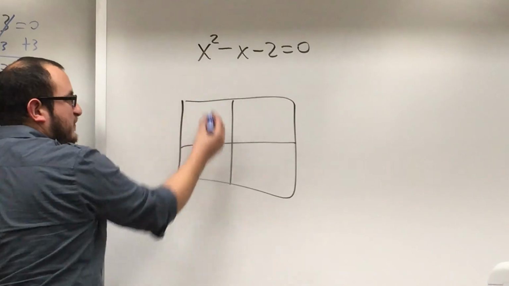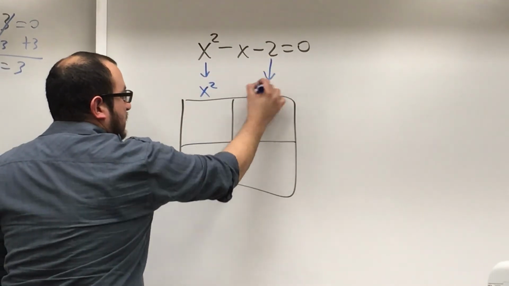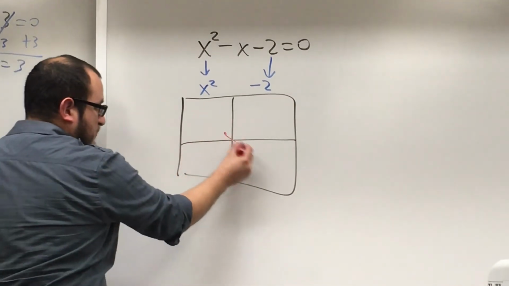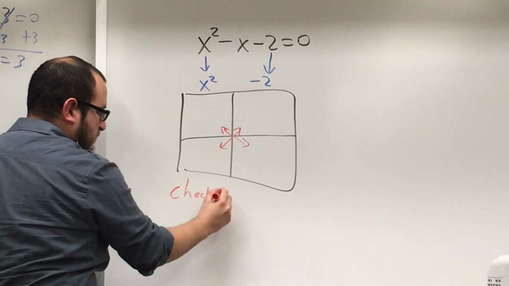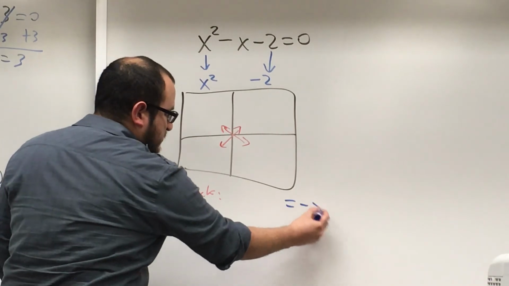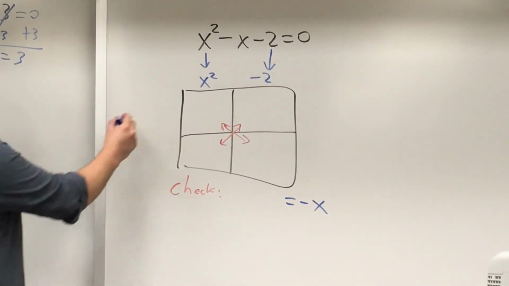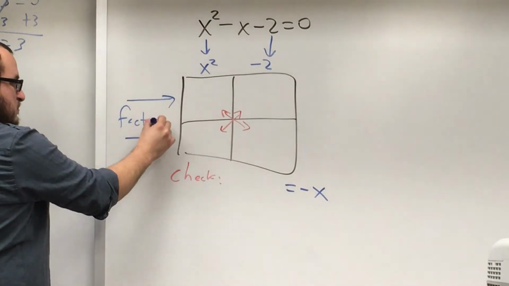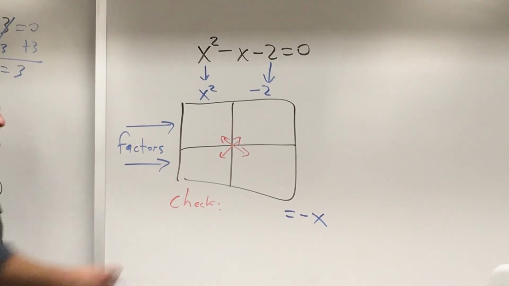So, if you forgot box method, remember, first term goes here, last term goes here. When you cross multiply, we want to check that our answer is negative x. So this is our goal. If we do get negative x, these are our factors going horizontally. And if you look at the question, that's what it's looking for. We're looking for the factors.